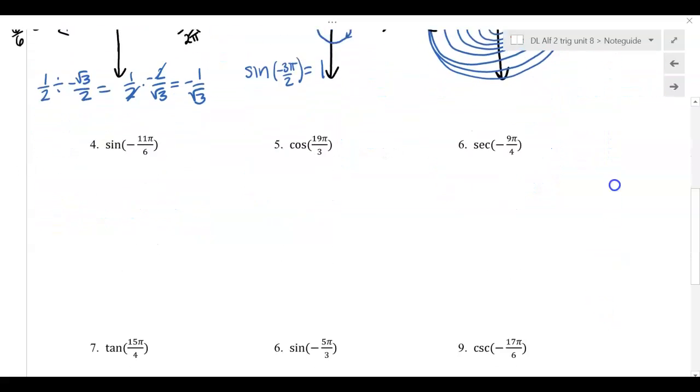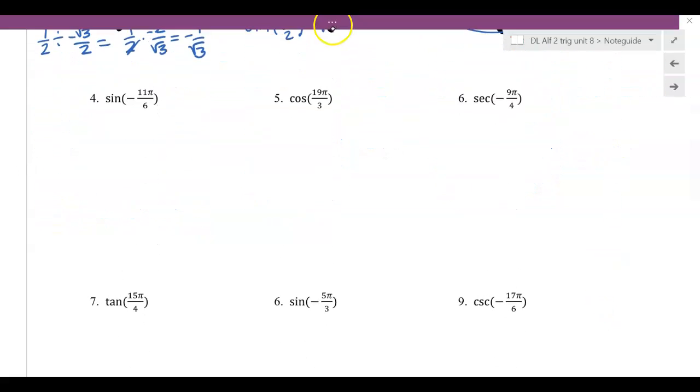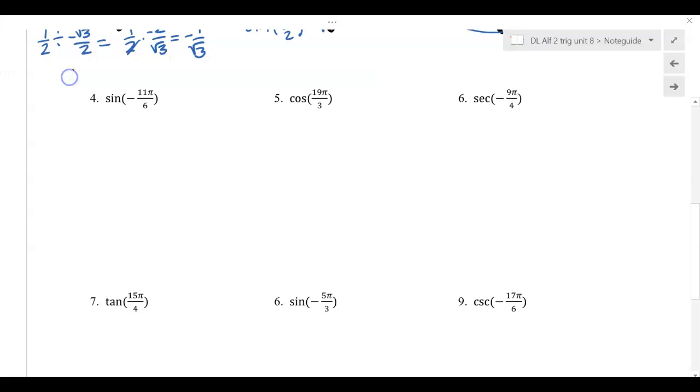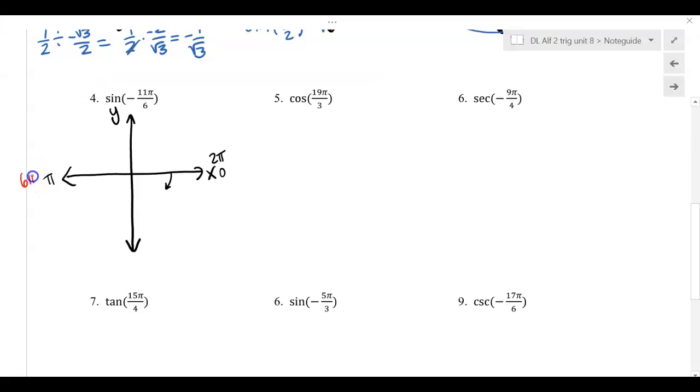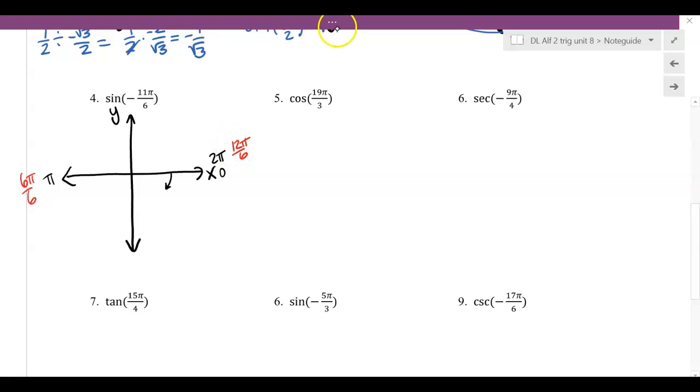All right. Next problem we're going to look at, sine of negative 11 pi over 6. So again, I want to understand where negative 11 pi over 6 is. And for me, again, I'm going to think about 0, pi, 2 pi. Negative is going in this direction. And I want to think about it in terms of sixths. So pi is like 6 pi over 6. 2 pi is like 12 pi over 6.